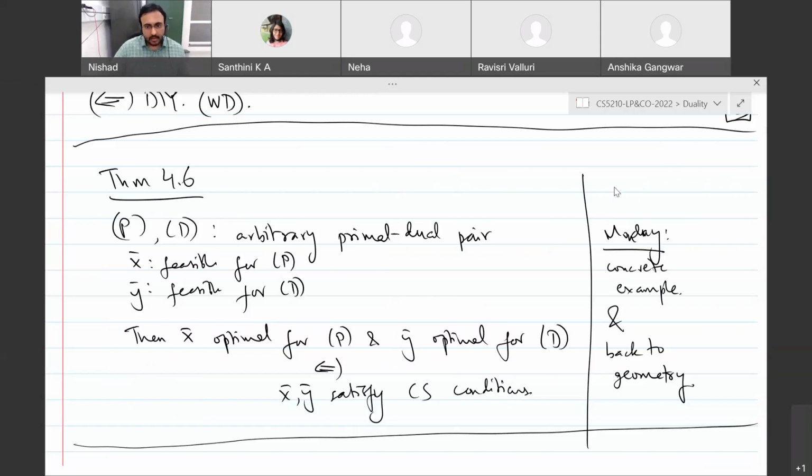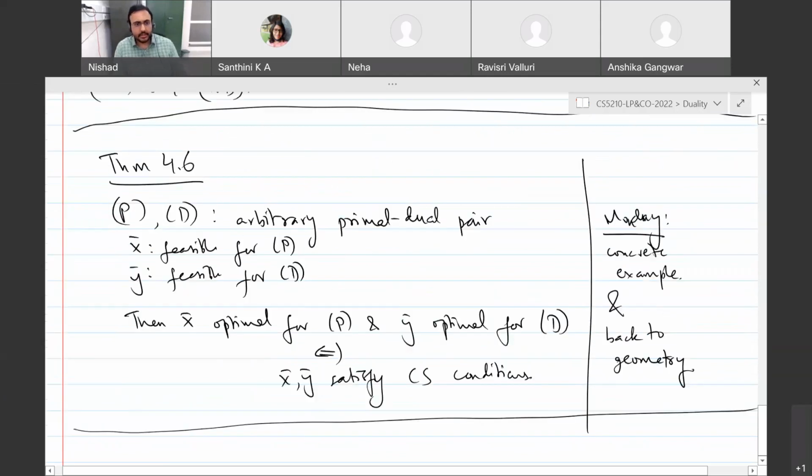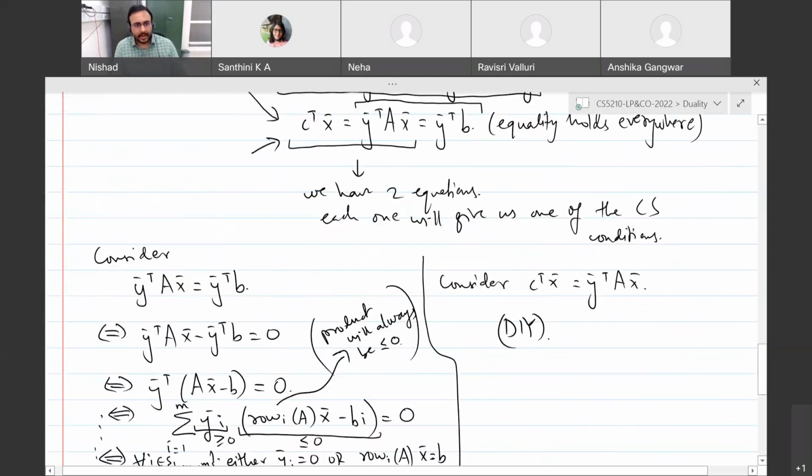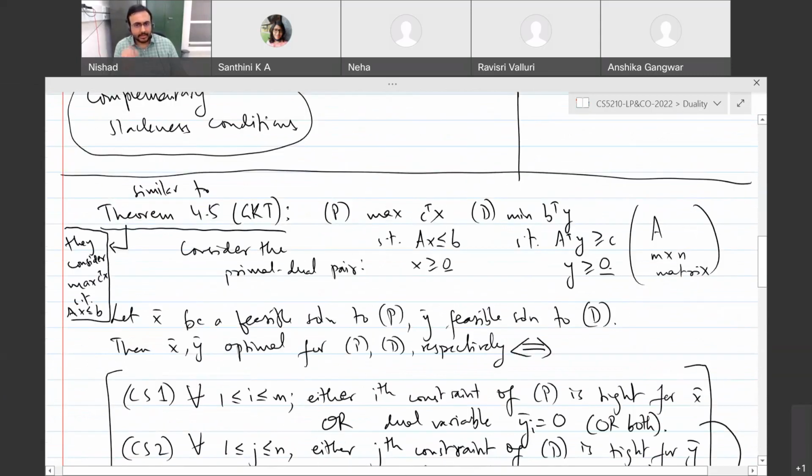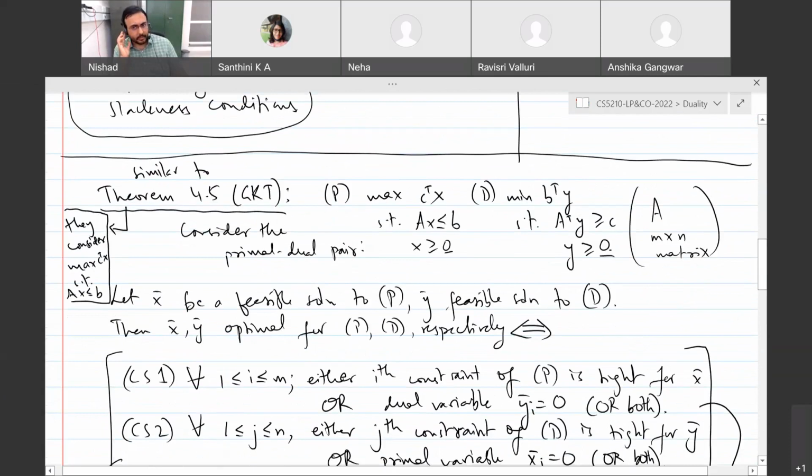So last lecture we were discussing complementary slackness conditions, right? And we proved the complementary slackness theorem for a specific class, which is maximize c transpose x subject to Ax less than or equal to b and x non-negative, and its dual, right? The reason I chose this form is because in this form you have both possibilities: inequalities in both the primal and the dual, and therefore you will get two types of complementary slackness conditions.